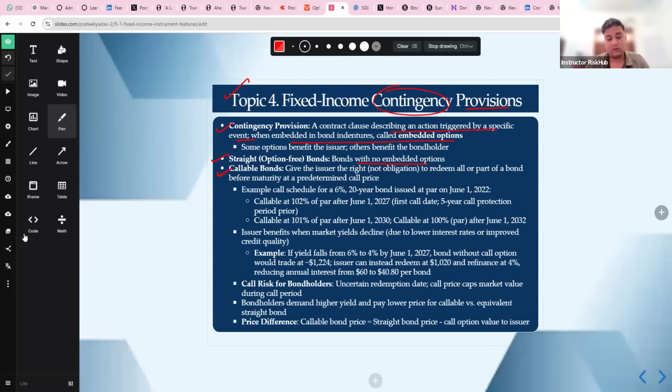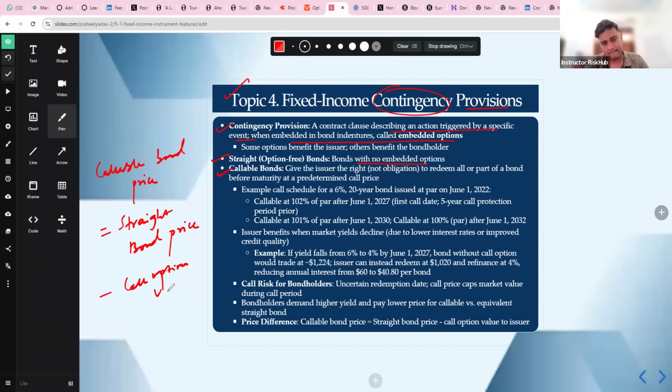Please understand when you talk about your callable bond price, it is your straight bond price minus your call option value, right? So callable bond price is equal to your straight bond price minus your call option value, right? So again, the important intuition here is the call option belongs to the issuer, so it reduces value for the investor. Therefore, callable bonds offer higher yield than your straight bond, right?